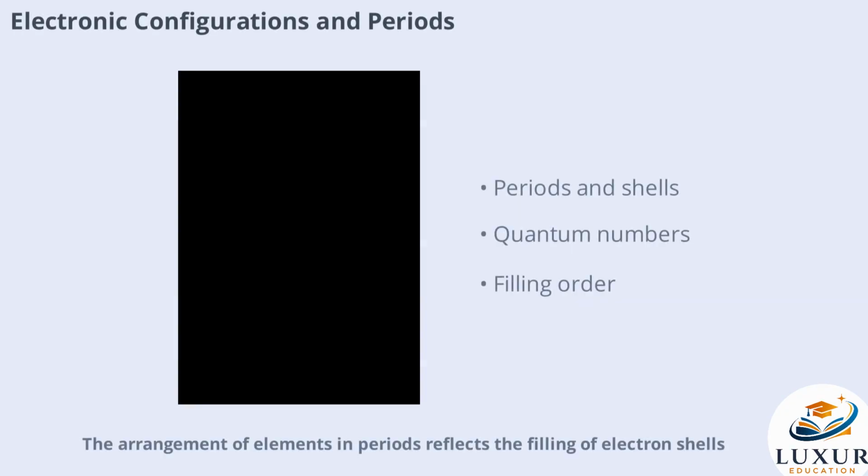The arrangement of elements in periods reflects the filling of electron shells. Each period corresponds to the highest principal quantum number of the elements in that row. For example, the first period has 2 elements, filling the 1s orbital, while the second period fills the 2s and 2p orbitals, containing 8 elements. This pattern continues, with each new period introducing a new energy level and more elements.